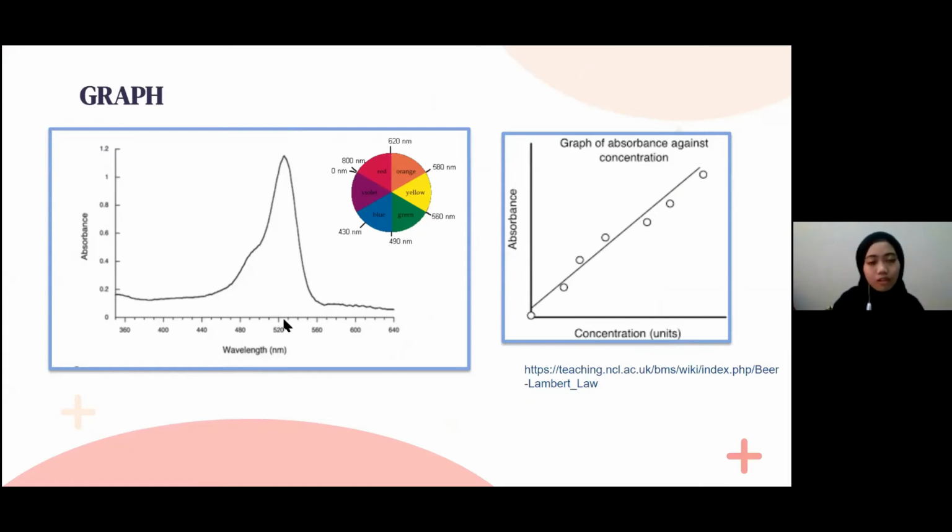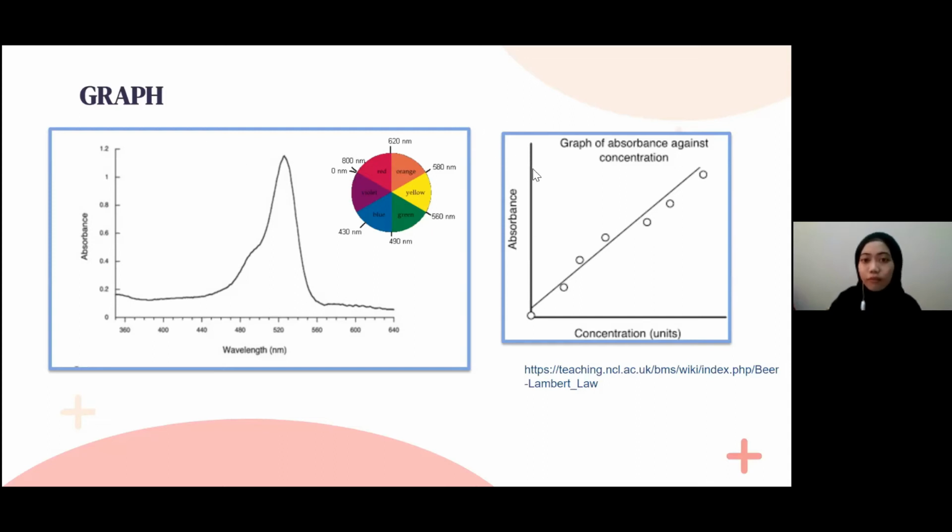So around plus minus 520, which is between 490 nanometer and 560 nanometer here. So it means that the analyte will absorb green color, emit red color. It means that the red color will appear. So the absorbance here is 1.2.